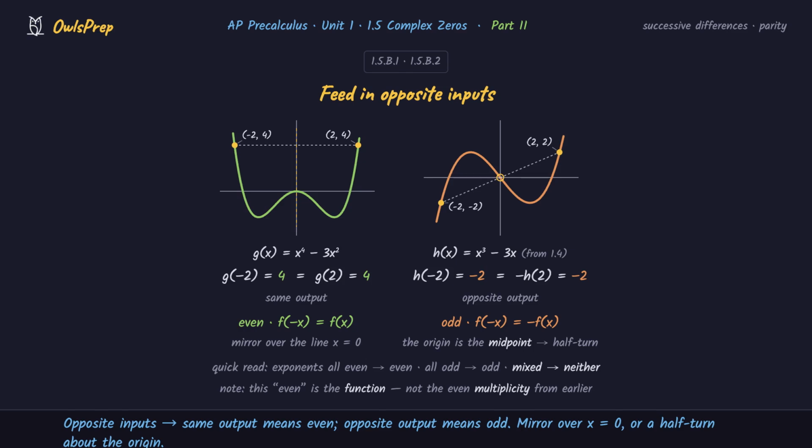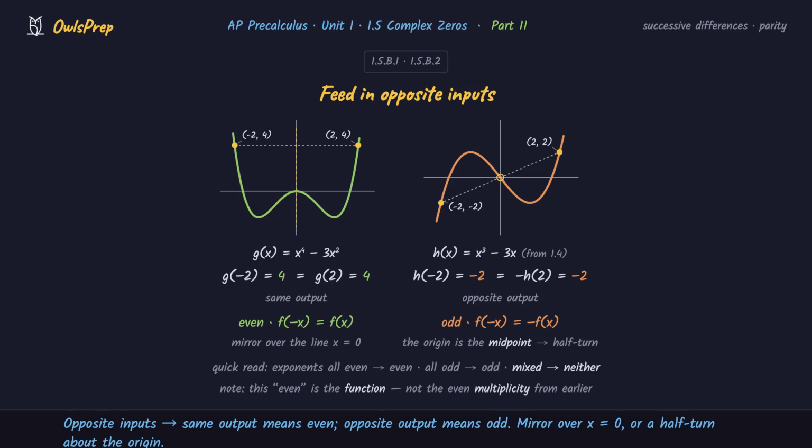The second is an odd function, f of negative x equals negative f of x. On the graph, the 2 points are opposite each other through the origin, and notice the origin is the midpoint of the segment joining them. That's what makes it a half-turn. Rotate the whole curve 180 degrees about the origin, and it lands back on itself.